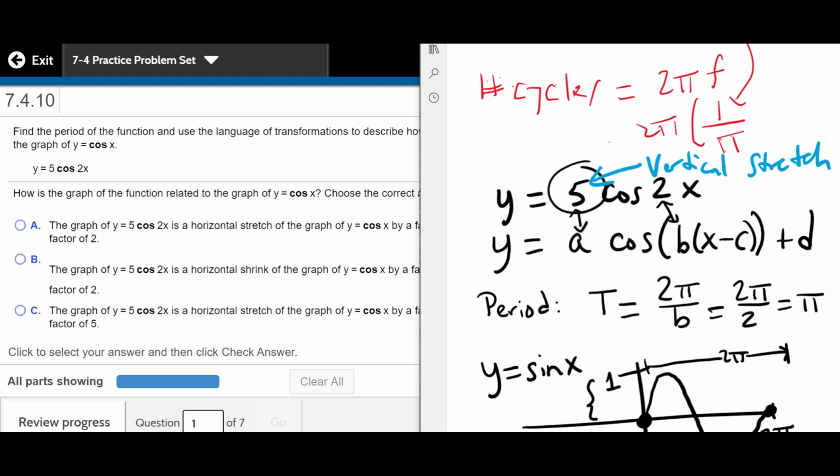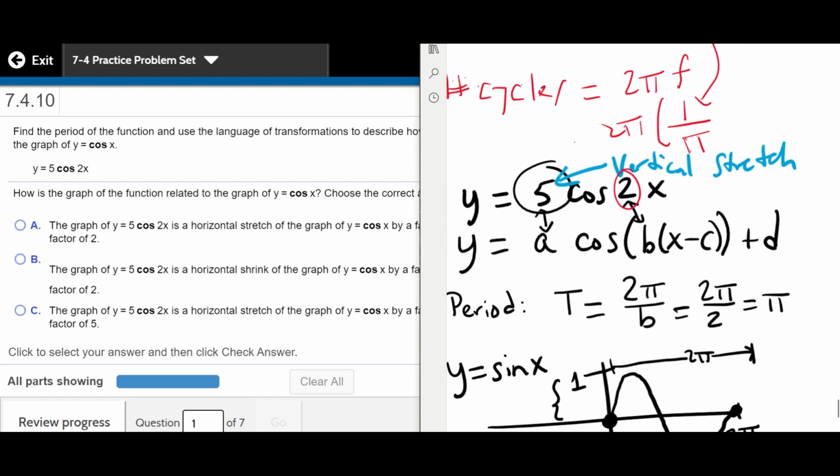If that number is bigger than 1, then guess what? You have a vertical stretch. If that number is smaller than 1, then you have a vertical shrink or a vertical compression. Now this number here, on the other hand, doesn't do a vertical stretch, but it does a horizontal one. So this actually does a horizontal shrink.